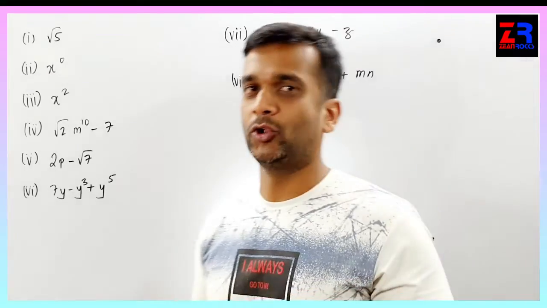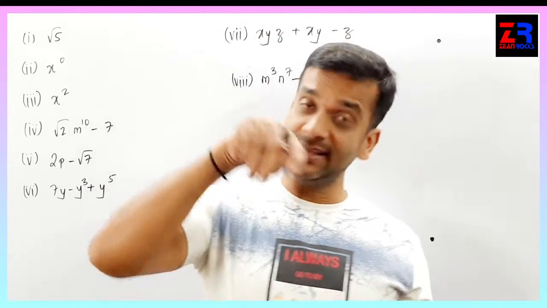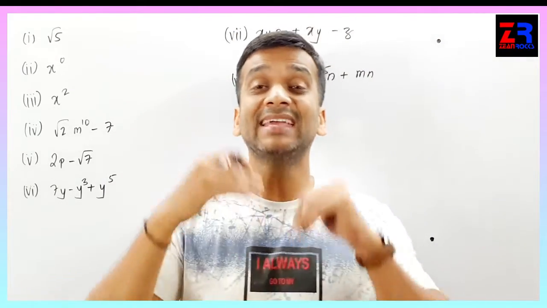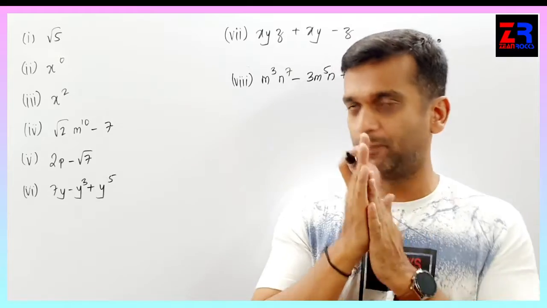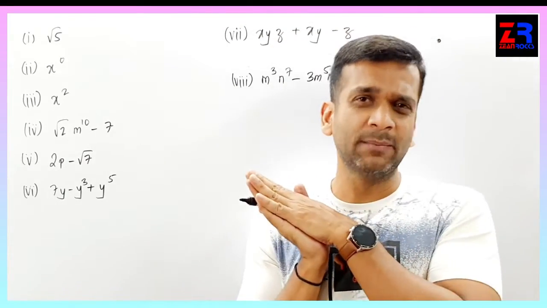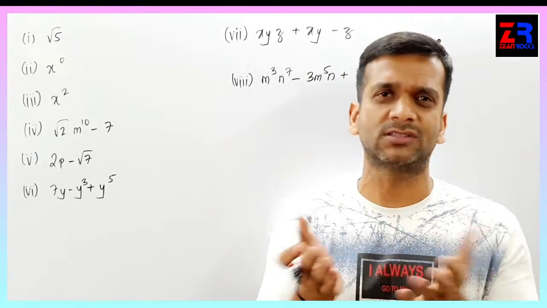Next question says find out the degree of the polynomials. Degree of the polynomials, that means the number which is the highest number, which is the power of the variable, the highest power of the variable. For example, the first question is √5. In √5 is there a variable? कोई वेरिएबल है क्या, कोई अल्फाबेट है क्या? नहीं है। √5 एक कांस्टेंट नंबर है, बराबर है ना?